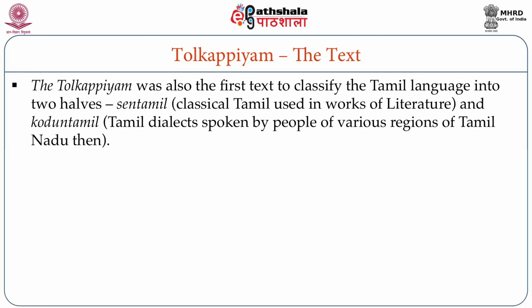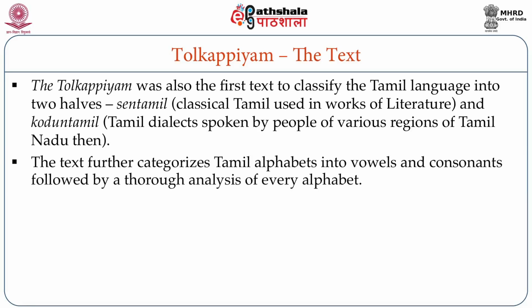The Tholkappiyam was also the first text to classify the Tamil language into two halves, the Sen Tamil or classical Tamil used in works of literature, and Kodu Tamil or Tamil dialect spoken by people of various regions of Tamil Nadu then. The text further categorizes Tamil alphabets into vowels and consonants, followed by a thorough analysis of every alphabet. Compared to other Indian languages, Tamil has fewer alphabets, and to make it easier for the reader, there is a section devoted to grammaticization associated with the use of certain words and syntaxes.